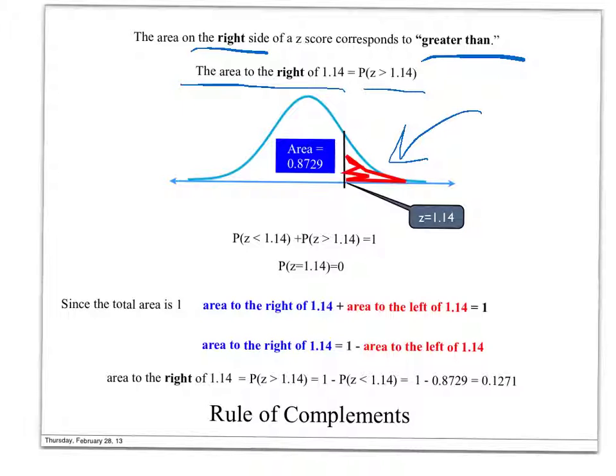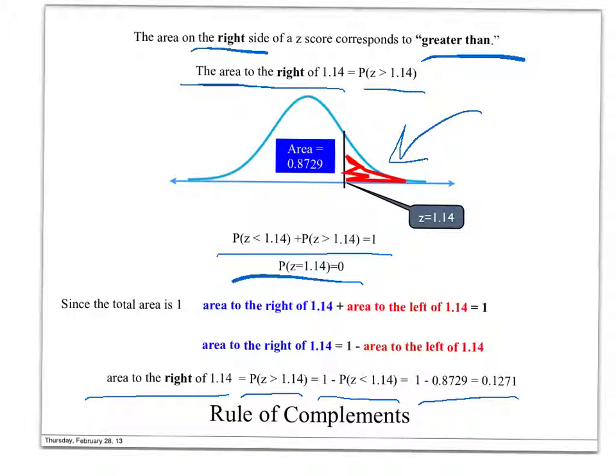Remember, in the previous problem, we calculated the area to the left of 1.14 to be 0.8729. So that means that if you add those two areas together, you should get the total area of 1, because remember, the probability that a continuous random variable equals a specific number is 0. So all you have to do is use the rule of complements. The area to the right of 1.14, which is the probability that z is greater than 1.14, is 1 minus the probability that z is less than 1.14, or 1 minus 0.8729, which is 0.1271. And that's the rule of complements, which you always have to use when you want to find the area to the right side of a z-score.